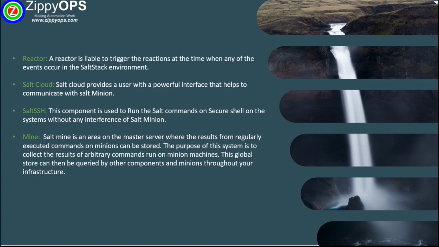Salt Cloud provides the user with a powerful interface that will help you to communicate with the salt minion. Next is called Salt SSH, which I already told you about. Salt mine is the thing I haven't told you. Salt mine is an area where all the regularly executed commands on the minions can be stored. It is useful when you want to track what commands are executed on a minion machine. All these things are stored in the salt mine.